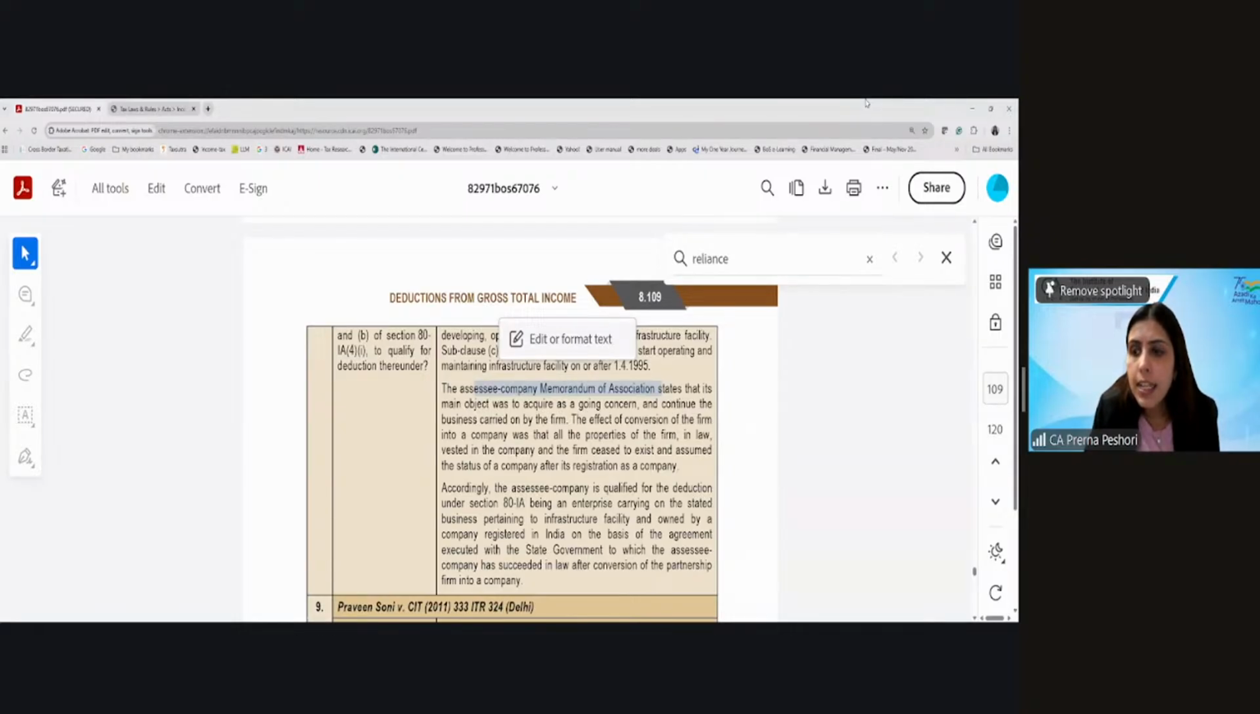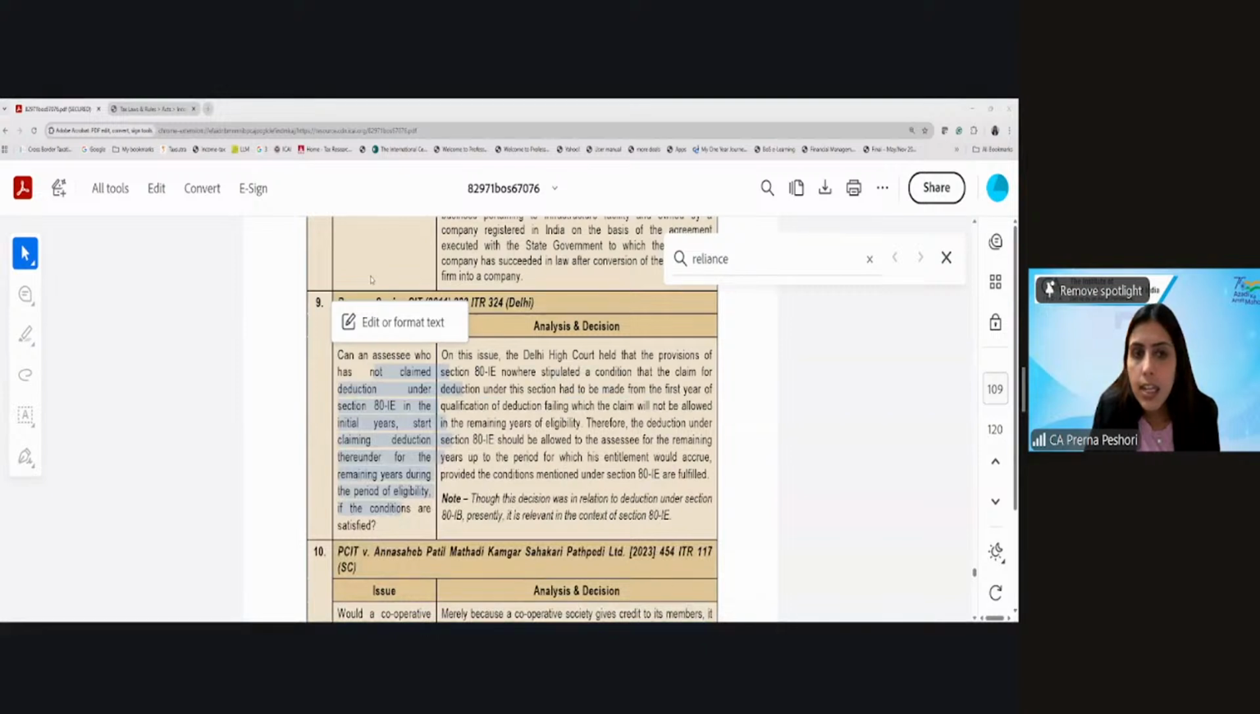Fine. The last case is, can the assessee who has not claimed the ATIE in the initial years start claiming from the mid of the years? Like whether, if it has not claimed at the start of its business, can it claim later on? Yes, it can. ATIE, ATIB doesn't say that it has to be claimed at the start of the business itself. All it says is within 10 out of 15 or 10 out of 20 years. Now it can be any years. So for the remaining period also it can claim, and this is what has been upheld by the Delhi High Court also. Clear? Any questions, any doubt?